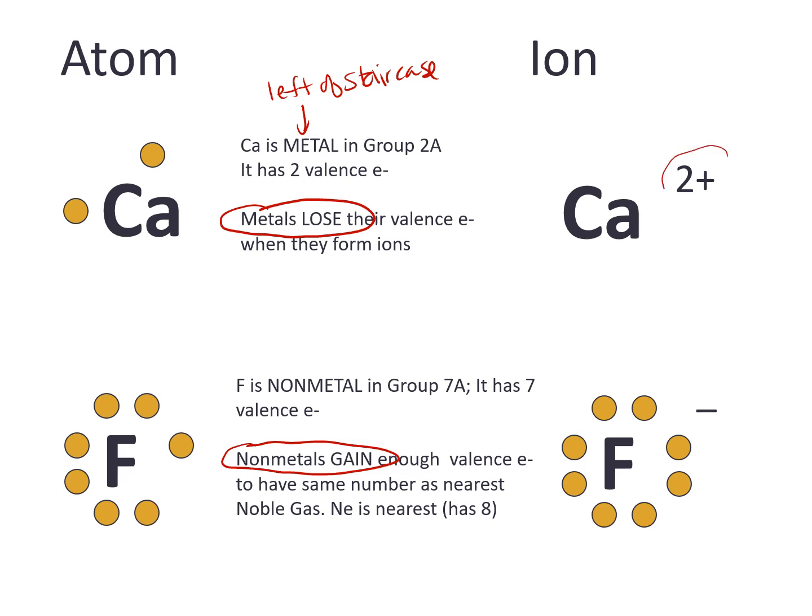And in its place, I have a charge. Technically speaking, we usually put a bracket around it and then put the charge. But it definitely has to have a charge shown. And then in the case of fluorine, it's a nonmetal because it's to the right of the staircase.